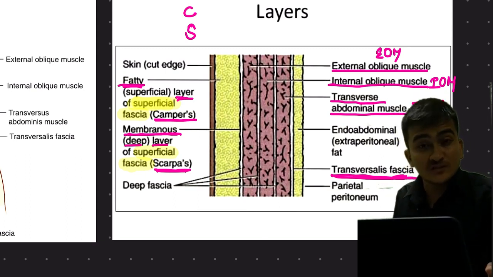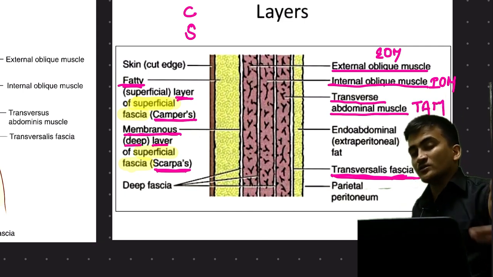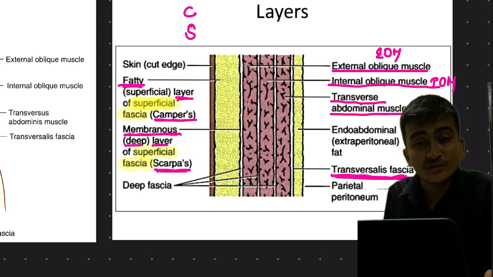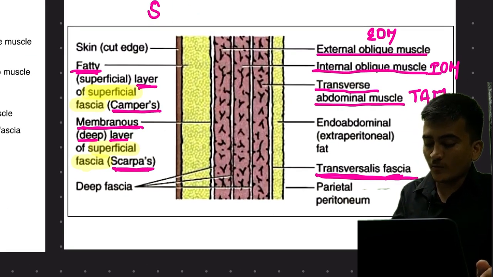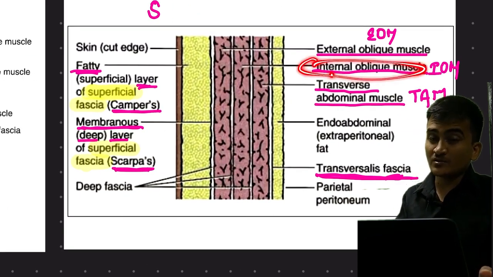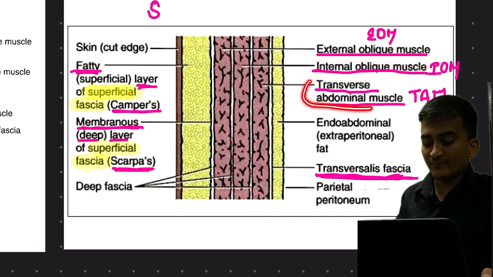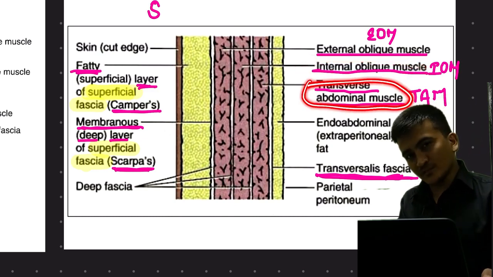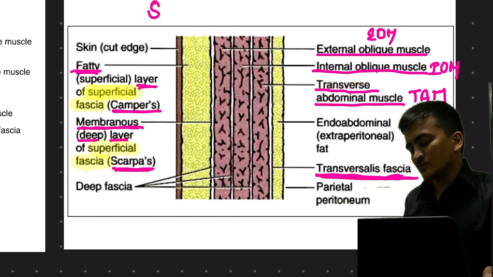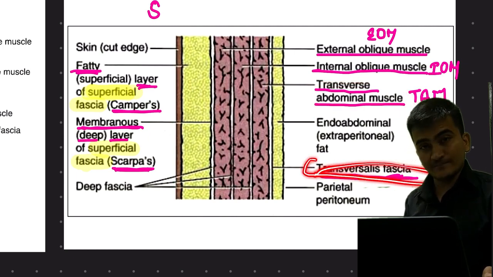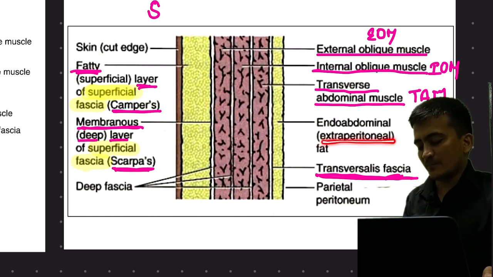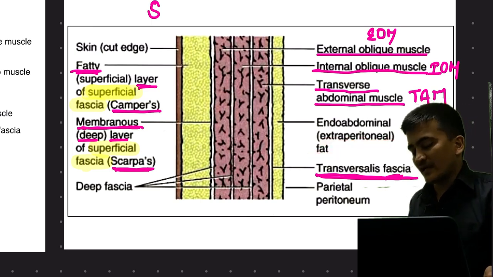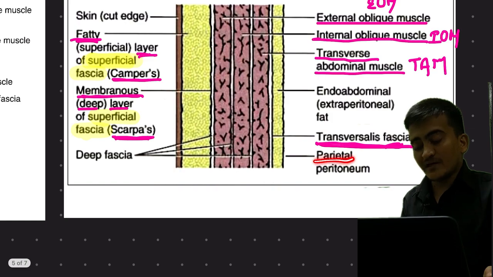We'll get muscles. The outermost muscle is called the external oblique muscle, and inside of it we'll get the internal oblique muscle, and inside of that the transversus abdominis muscle. Inside the transversus abdominis we'll get the transversalis fascia, right? Now we'll get fat. What is that fat? Extraperitoneal fat, and then inside of that extraperitoneal fat we'll get parietal peritoneum.